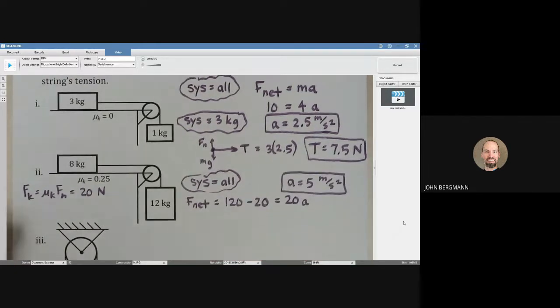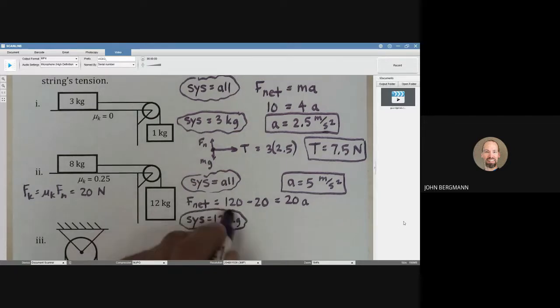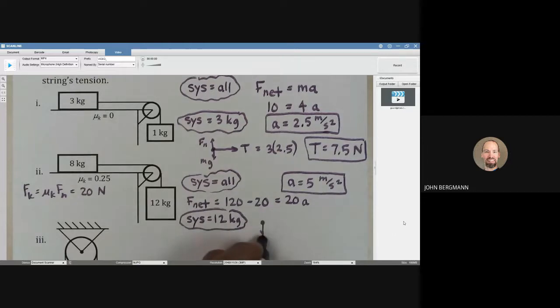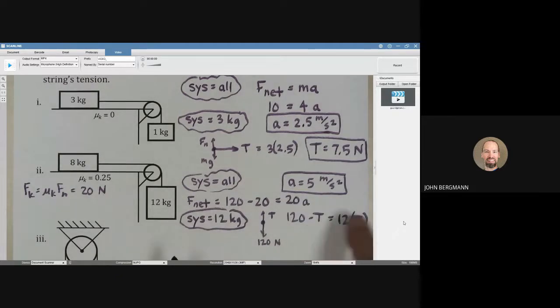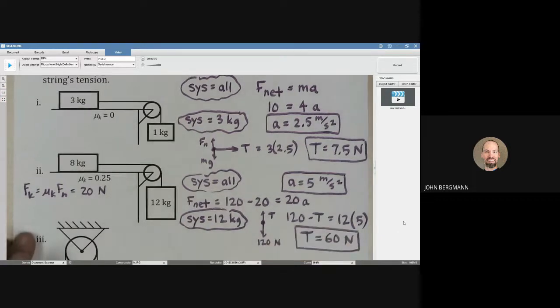Now we need to find the tension. It doesn't matter which of these we choose to be the system now, but how about if the system is the 12 kilogram mass? If we drew a free body diagram for that, we'd have 120 newtons acting downward, and then we'd have this tension trying to hold it back. That's what the tension in this rope does. 120 minus the tension is equal to 12 times the acceleration, which is 5. How about 60? 60 newtons. That's the tension in that rope.